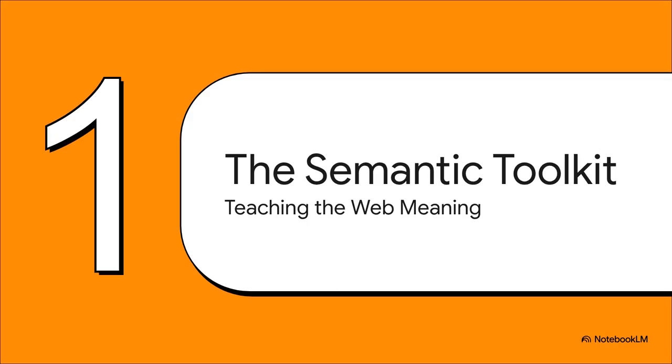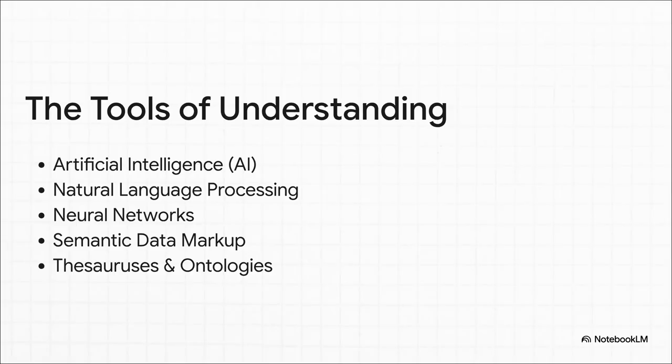All right, so how do we actually teach the web to understand meaning? How is this new smarter web being built? Well, it's not magic, that's for sure. It really relies on a whole toolkit of powerful technologies all working together. So what's in this toolkit? You've got AI and neural networks. That's the raw brain power.